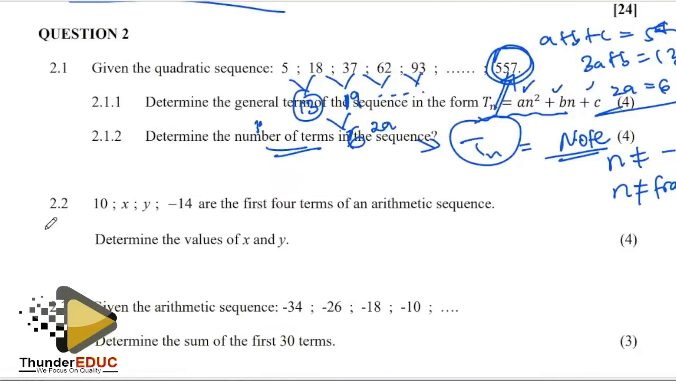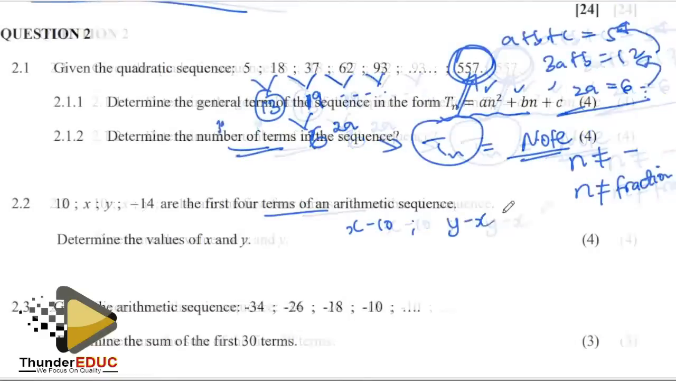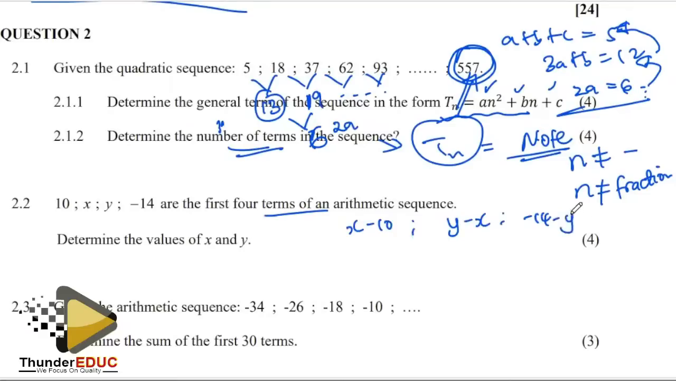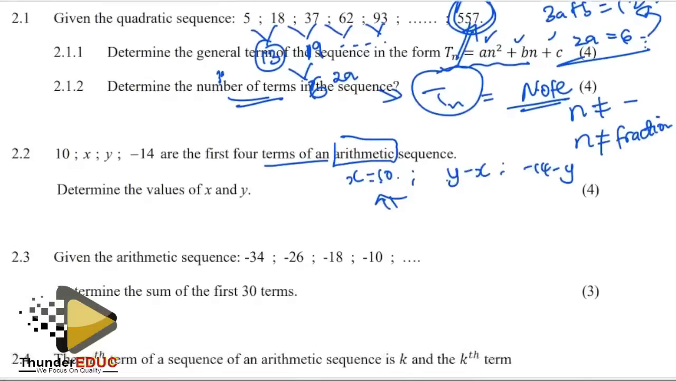And 2.2, we have 10, x, y, and so on, the first 4 terms of an arithmetic. So follow the rules of arithmetic. There's just one difference. You just subtract x minus 10. That will be the first difference. And then we have y minus x. That will be another. And then negative 14 minus y will be another. Then these differences have to be the same since it is arithmetic. It's constant. Then equate this. And then also equate that. So it will be more like a mini simultaneous. You get x, then you get y.